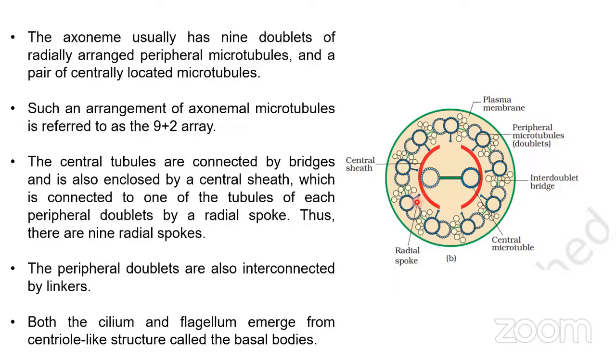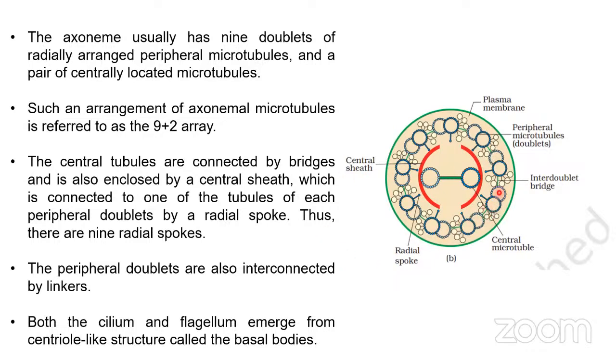Since there are 9 such peripheral microtubule doublets, there are 9 radial spokes present that help in making the connection between the peripheral microtubules and the central sheath enclosing the central microtubules. The peripheral doublets are also interconnected like this. There is an interconnection between these peripheral microtubules as well through the linkers.